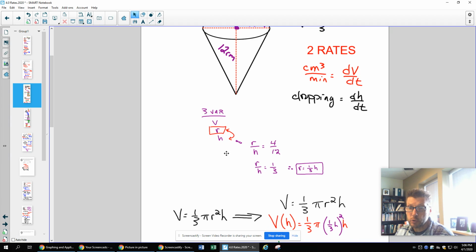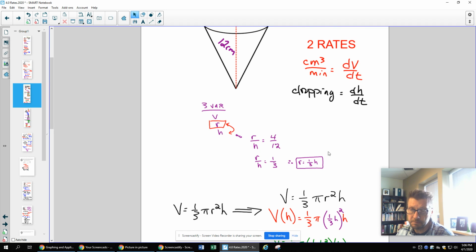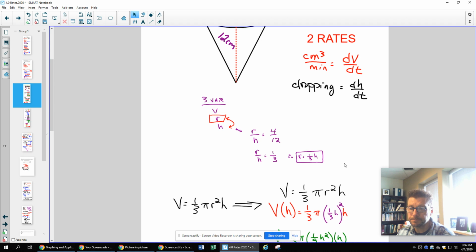A little bit of similar triangle idea. Radius to height is always going to be 4 to 12. It doesn't matter where you are. If you're halfway down, it's 2 to 6. If you are near the bottom, the radius is 1 and it's 1 to 3. And that's the simplified version that we have here. Radius to height is always a ratio of 1 to 3. So a little bit of early math, a little cross multiplying. We know that the radius is always 1/3 the height.